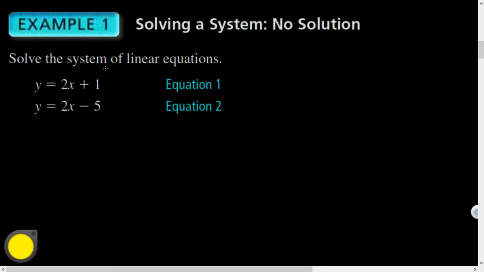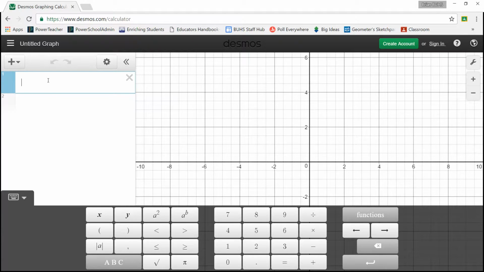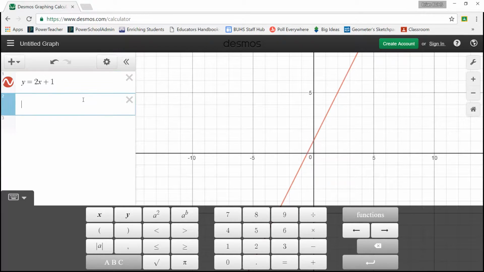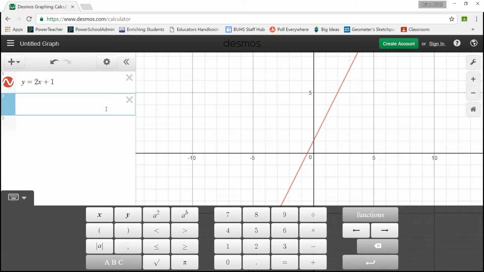I never want to solve by graphing, but tell you what, let's see what Desmos looks like if I solve by graphing. All right, y equals 2x plus 1 is their first equation. And the other one was y equals 2x minus 5. Wait a minute. Guys, look at this. What's going on with these slopes here? They're the same slope, and they have different y-intercepts. What type of lines do you think these are going to be? I think they're going to be parallel lines.